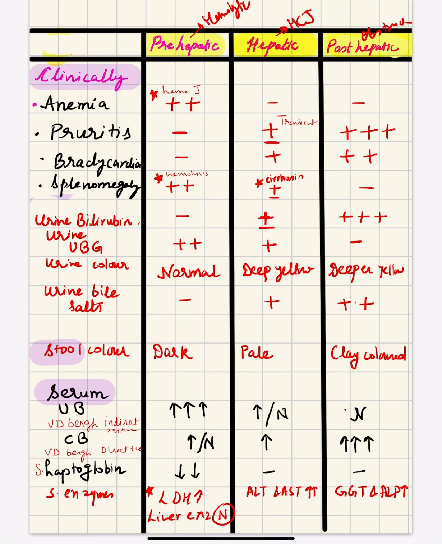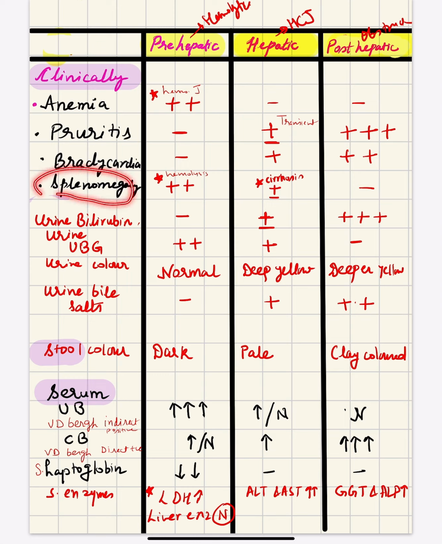The next clinical symptom is pruritus. Pruritus is because of the bile salts, and it will be the predominant feature of obstructive jaundice. It can be seen transiently in hepatocellular jaundice, but it will be absent in hemolytic jaundice. So with pruritus, you can infer the type of jaundice. Then bradycardia, again because of the bile salts, will be marked in obstructive jaundice, can be seen in hepatic jaundice, and is absent in prehepatic jaundice.